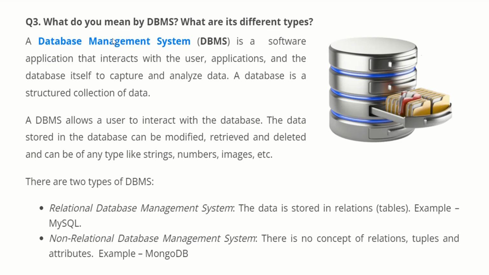A database is a structured collection of data. A DBMS allows a user to interact with the database. The data stored in the database can be modified, retrieved, deleted, and can be of any type like strings, numbers, images, etc. There are two types of DBMS: the relational database management system, where the data is stored in relations, that is tables, for example MySQL, and the non-relational database management system, where there is no concept of relations, tuples and attributes, for example MongoDB.